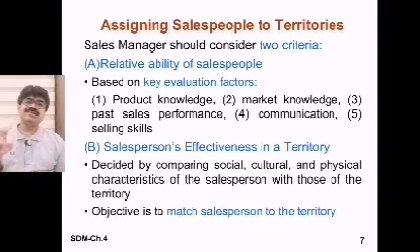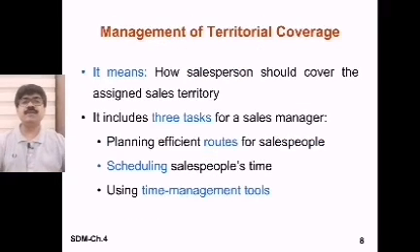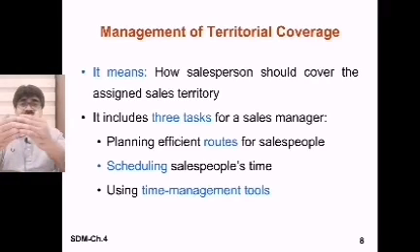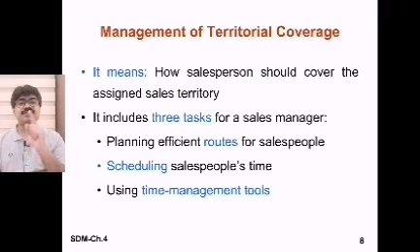So two things: the ability, and second, the effectiveness. Based on this, you need to assign the salespeople. Okay. Now the management. How do you manage the territorial coverage? Okay, how should a salesperson cover the assigned sales territory? There are three tasks for a sales manager. First is planning the efficient route of a salesperson, how he travels, the route of traveling. Basically, salespeople have to travel a lot, so you need to plan the efficient route of a salesperson.